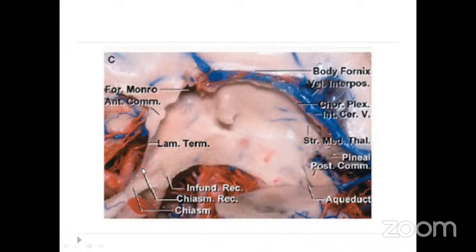Anterior-inferiorly, as we can see, there is the chiasmatic recess and chiasm, and here is its relationship with the optic nerve. The inferior part is formed by the infundibular recess. The floor, which is inferior, posteriorly has a relationship with the midbrain, in which we can see the cerebral aqueduct. Posteriorly, we can see the posterior commissure and the pineal gland.